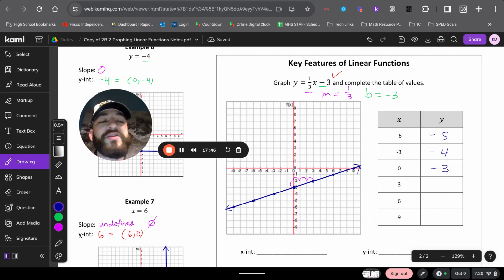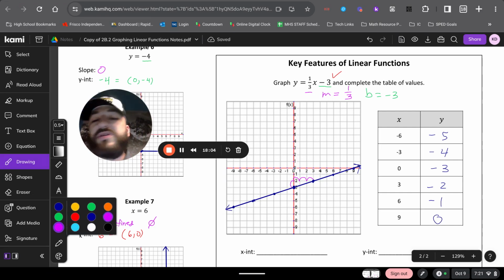Going in the other direction, when x is equal to 3, our y value is -2. At x equal to 6, our y value is -1. And when x equals 9, our y value is 0.